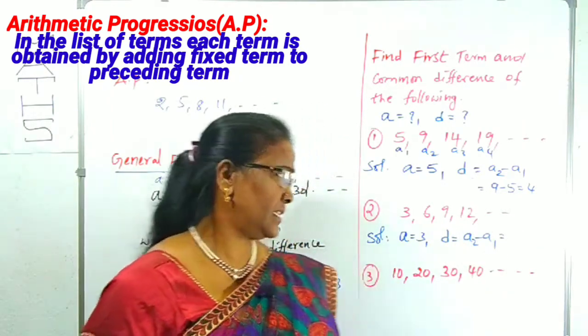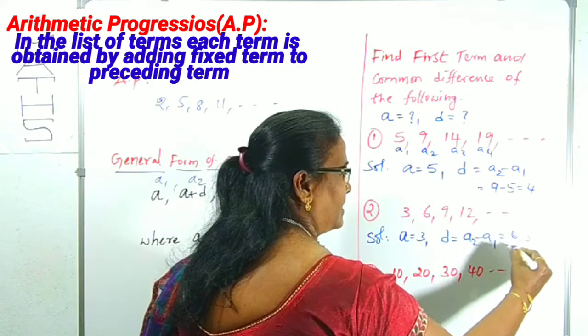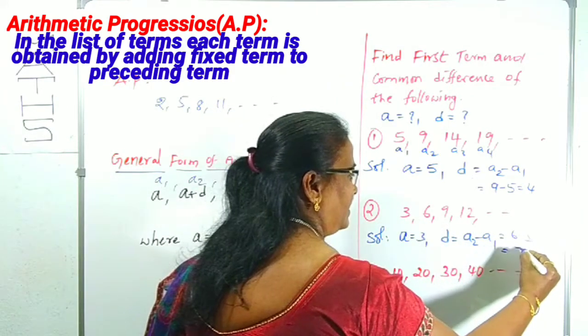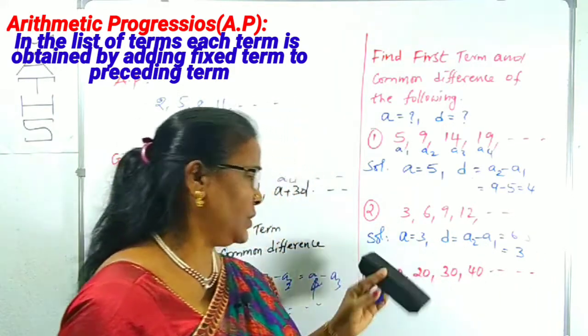How did D come here? A2 minus A1, that is 6 minus 3. 6 minus 3 is 3. Like this we can find out A and D values from question number 2.